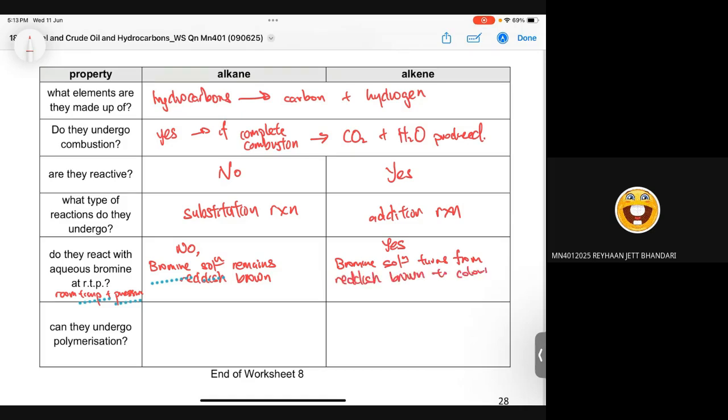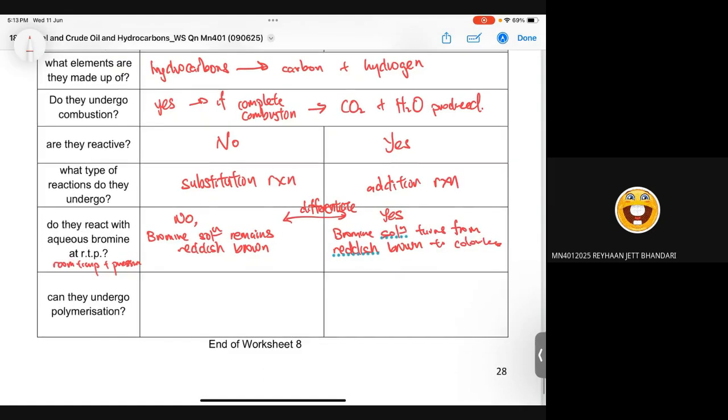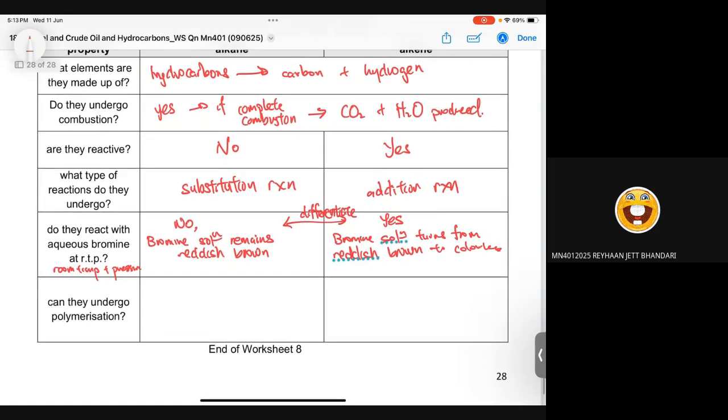Okay, why is this here? Because as I mentioned, they always like a test on this. So you realize by adding aqueous bromine, you can differentiate between alkane and alkenes. Okay? Ryan, help me last one. Do they undergo addition polymerization? Do they undergo polymerization? Alkane is what?